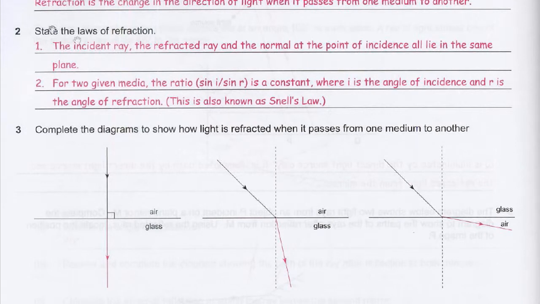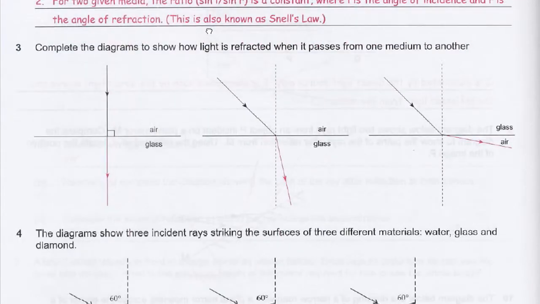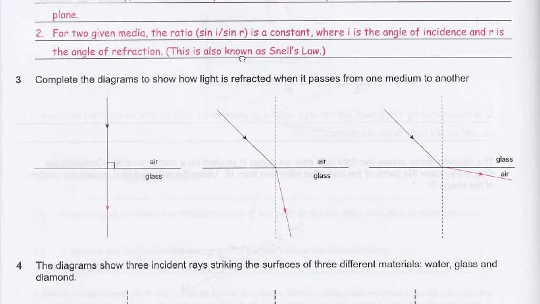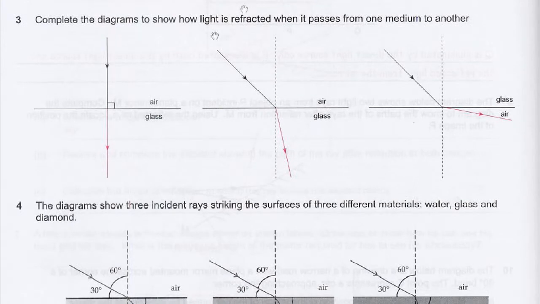Question 2 states the law of refraction. This one you can also find in the textbook. So these are the two laws of refraction, and I'm not going to go through that, just find that in your textbook. In question 3, complete the diagram to show how light is refracted when it passes from one medium to another.